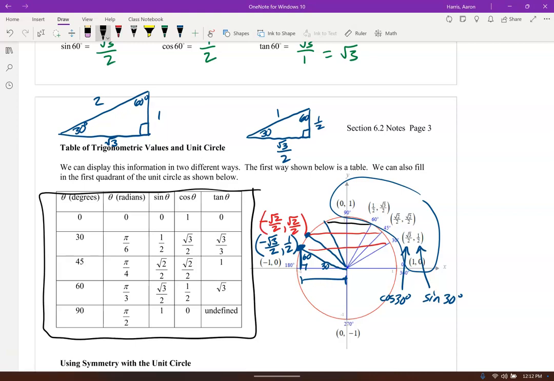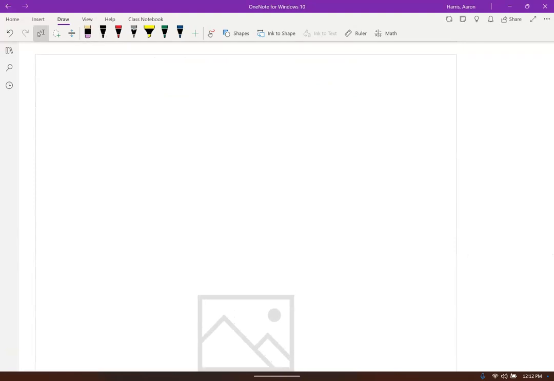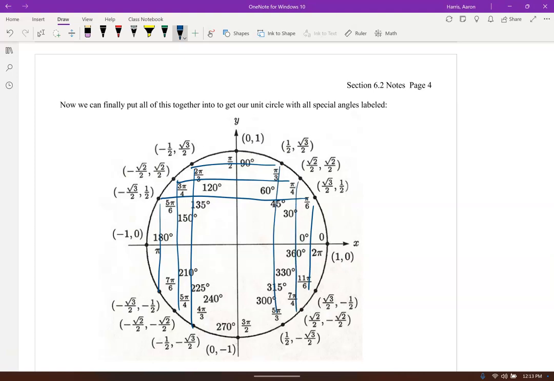This one correlates with that one. Negative x, positive y. And so with symmetry, you can build your entire unit circle. And so here's your unit circle. Again, notice how they correlate over, right? Because of symmetry. And then, do you see how those correlate there? And these correlate here. And so on.